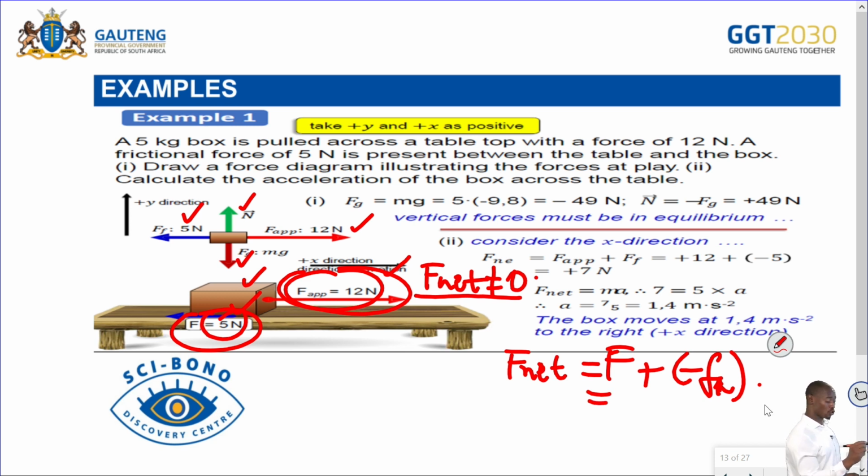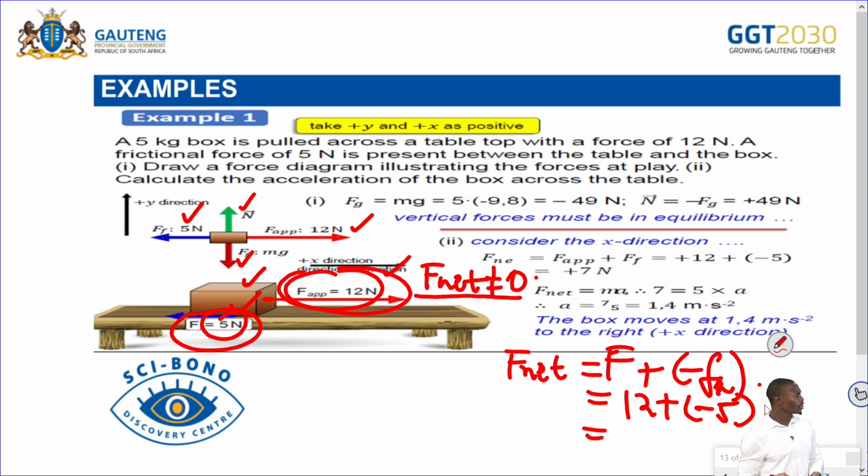F is 12 plus minus the frictional force, which is 5. So I'm having 12 minus 5, which is going to be 7 newtons or plus 7 newtons. And that 7 newtons, if it's plus, remember which direction did you take as positive? The right. So it will be 7 newtons to the right. So that is the net force.